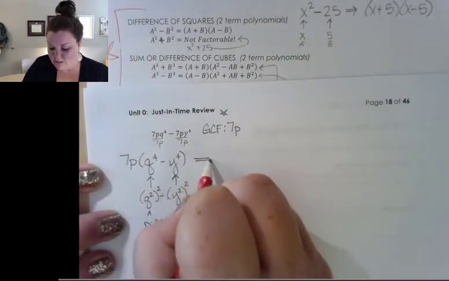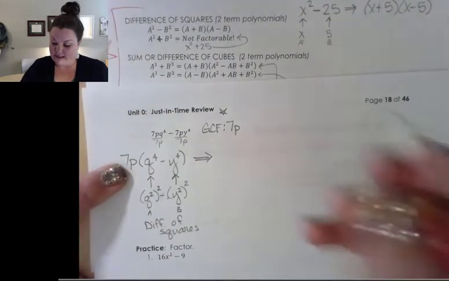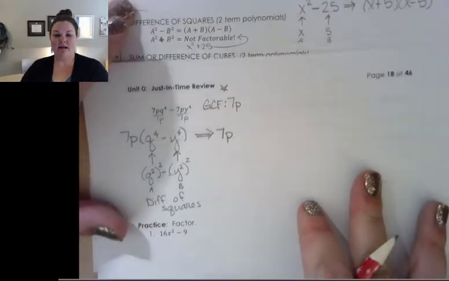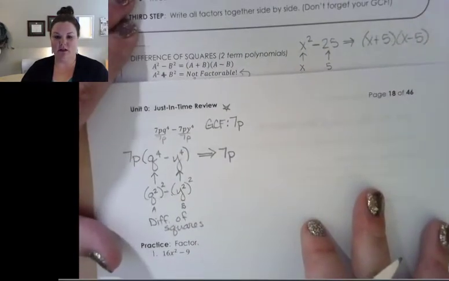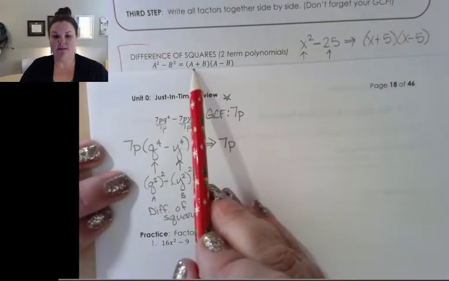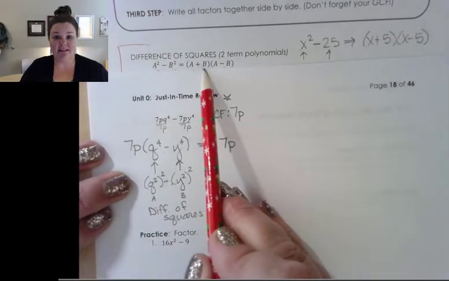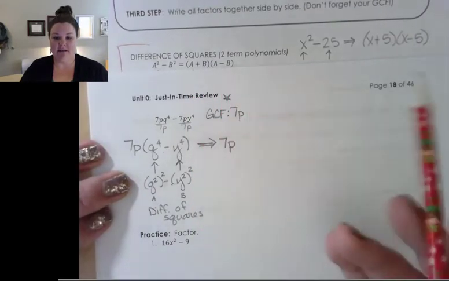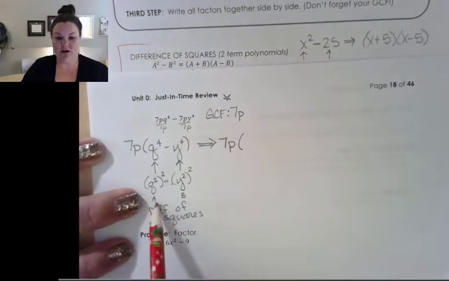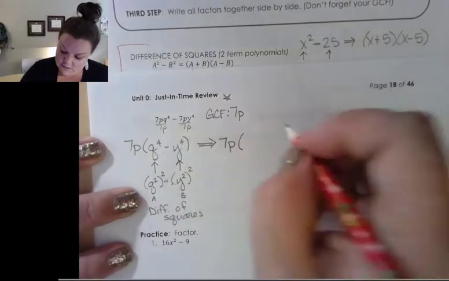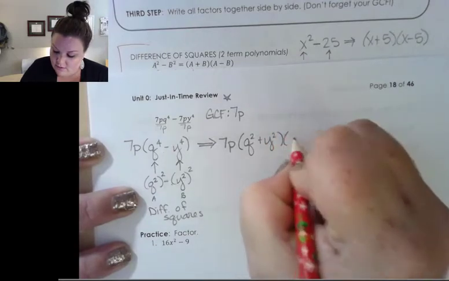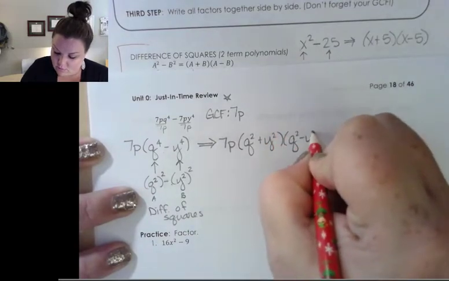Okay. So I'm just going to rewrite this. I have my greatest common factor, which was 7p, right? And now I want to plug it into my difference of squares formula. Okay, it is factorable because it is a difference. So my difference of squares formula says to do my first base plus my second base, and then my first base minus my second base. So my first base is q squared, my second base is y squared. So this is going to factor into q squared plus y squared and q squared minus y squared.